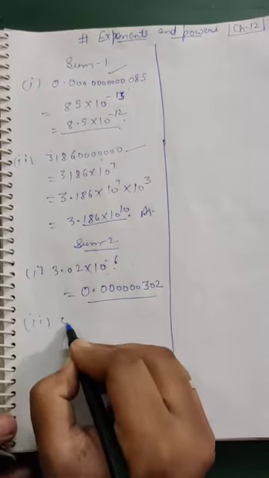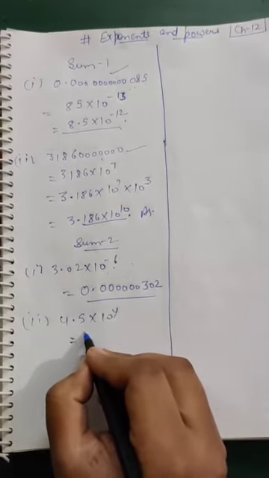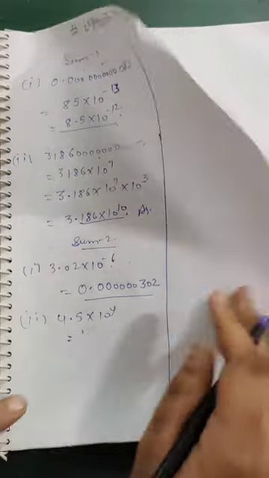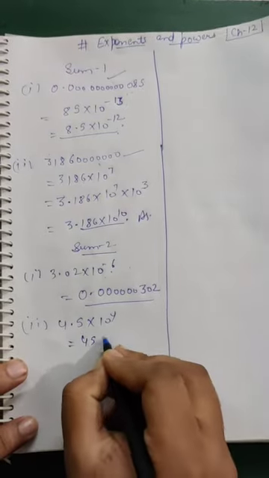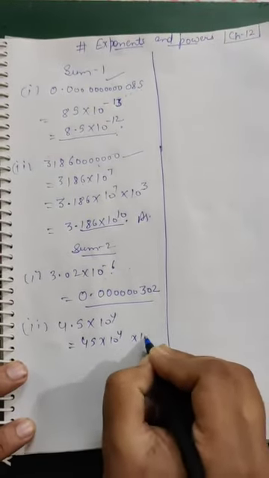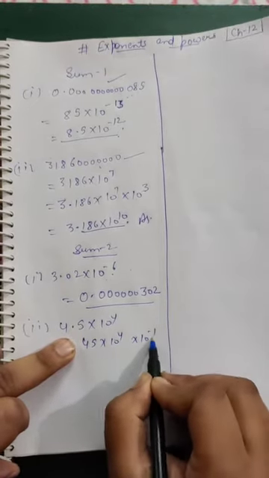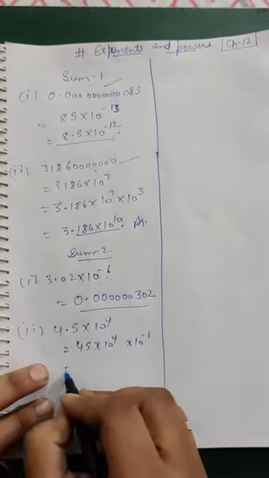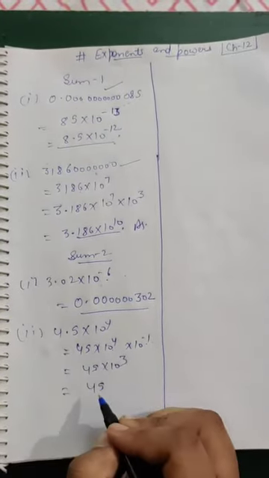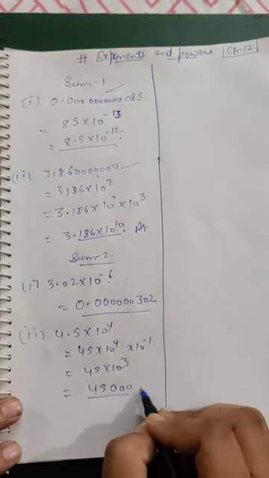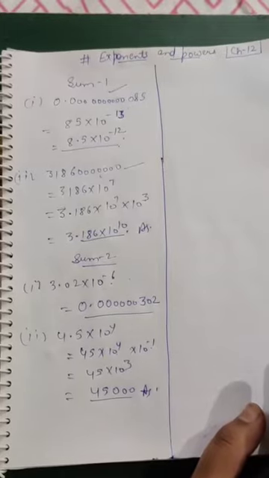Similarly, one more question based on this. 4.5 into 10 raised to the power 4. In case of decimal, when we write decimal, we take the exponent as negative, 10 raised to the power minus 1, because the decimal is at one place, so we have taken the exponent minus 1. Now 4 minus 1 means 10 to the power 3. So 45 into 10 raised to the power 3 means 3 zeros will come at the end. So we can write it like this.